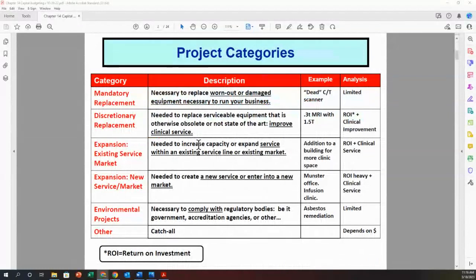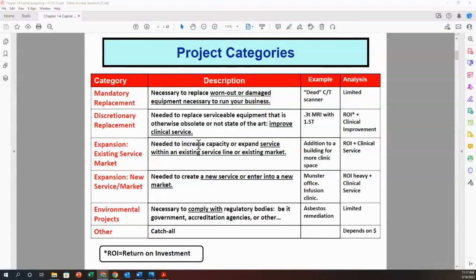So there's various categories. Mandatory replacement, you know, you're replacing worn out or damaged equipment that you need to run your business. If you're a hospital and your CT scanner dies, you're probably not going to do any of this analysis, right? It would be pointless. You need a CT scanner. If not, you're kind of dead in the water.